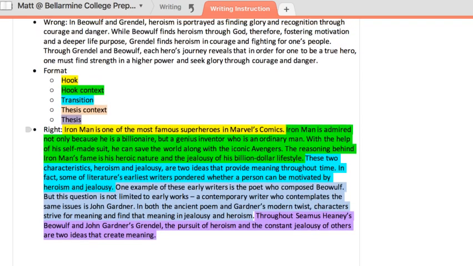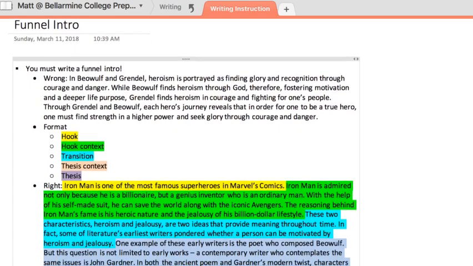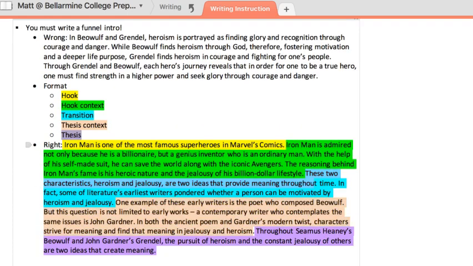These two characteristics, heroism and jealousy, are two ideas that provide meaning throughout time. In fact, some of literature's earliest writers pondered whether a person can be motivated by heroism and jealousy. So something that a transition is always going to do is it's always going to use some language like this idea, these concepts, this notion, and then you've got to build that bridge.